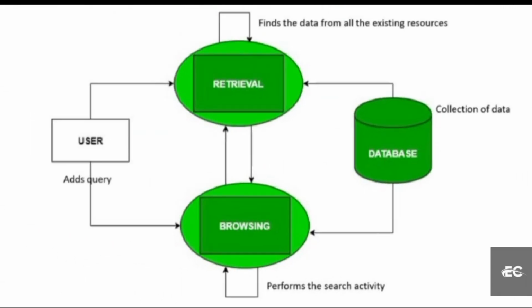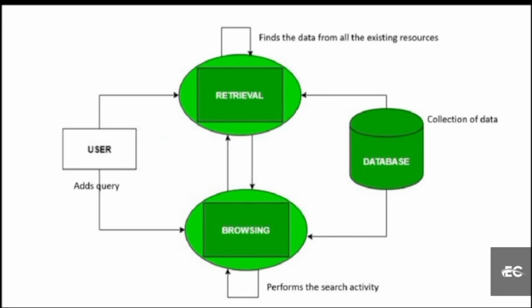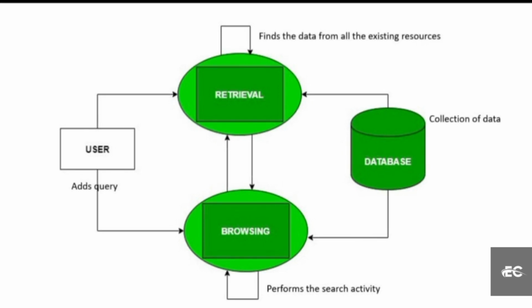Now let's go ahead and discuss the diagrammatic representation of information retrieval system. It consists of four main terms: user, retrieval, browsing, and database. Here the user is basically a person who adds a query to the search engine in order to find the required information. And the next is retrieval. Retrieval finds the data from the existing resources. It means it tracks and finds the relevant information as per the user's query.